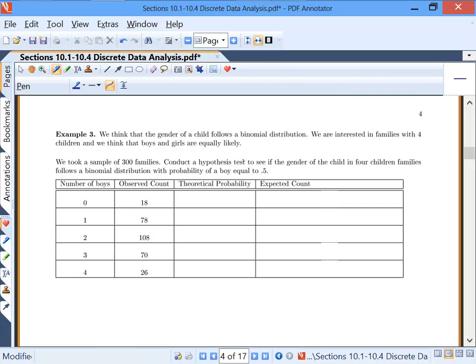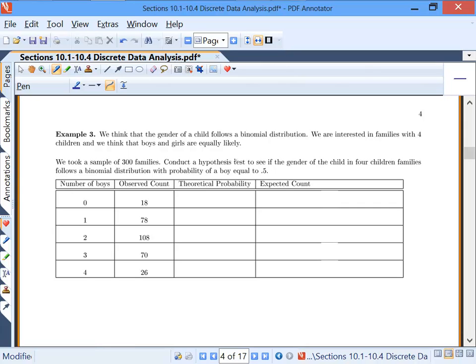Okay, so we have equally likely boys and girls. We'll assume that gender is independent because, theoretically, we know biologically that it can change a little bit, but statistically speaking, it's close enough to say that they are independent, one child and the next child, their gender. Everything here is sounding like a binomial distribution. So independent, the probability is going to be 0.5 every time. We know that we're looking at 300 families. So we want to see if the gender of the child in 4 children families follows a binomial distribution with probability of a boy being equal to 0.5.